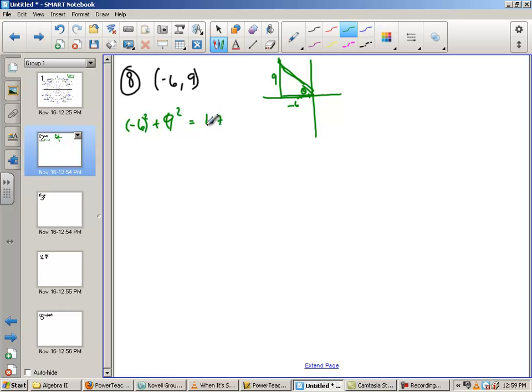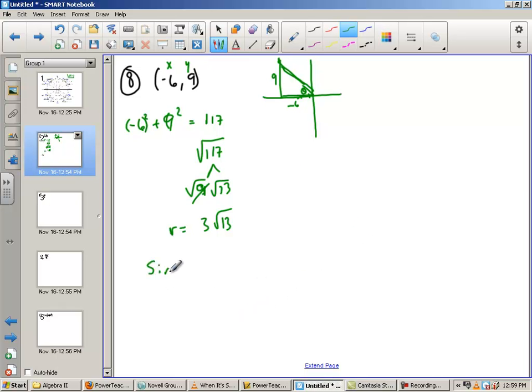And 117 does divide by 9 13 times. So when I go to do the square root of 117, it's really going to be the square root of 9 times 13. That means I've got 3 root 13, because the root of 9 is 3. Okay, so my radius is 3 root 13, my x is -6, and my y is 9.